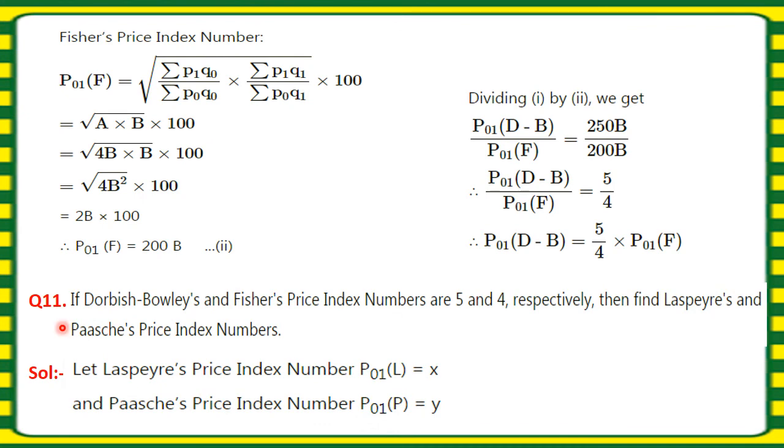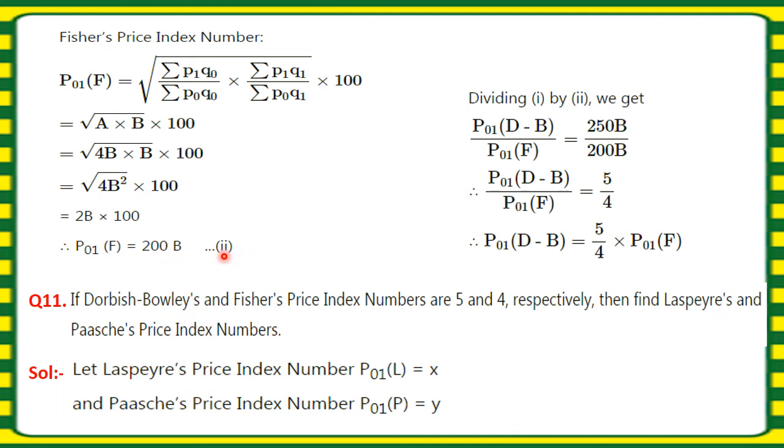To find the relation, we need Fisher's price index number also. So P01 of F is equal to, write down the formula, square root of sigma P1 Q0 upon sigma P0 Q0 into sigma P1 Q1 upon sigma P0 Q1 into 100. Now the first quantity is A and the second quantity is B. So root of A into B into 100, where A is 4 times B. 4B into B, that is 4B square, and its square root is 2B into 100. Therefore P01 of F is equal to 200B. That is equation number 2.